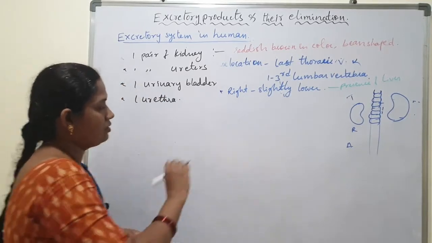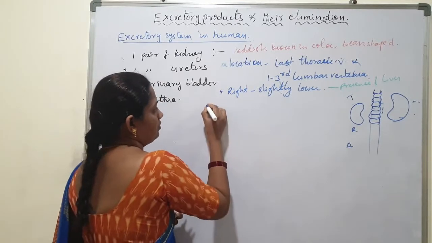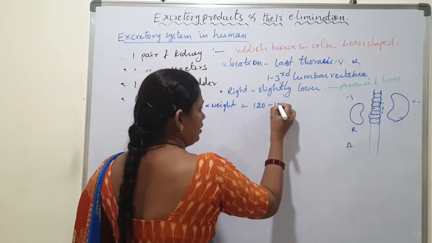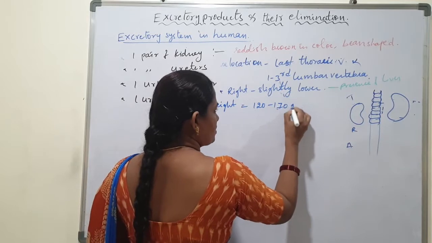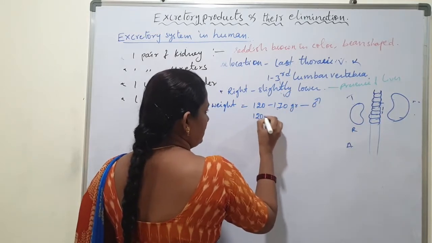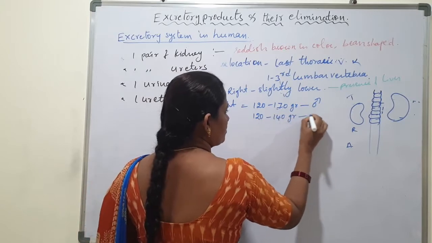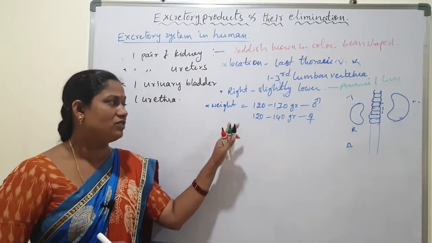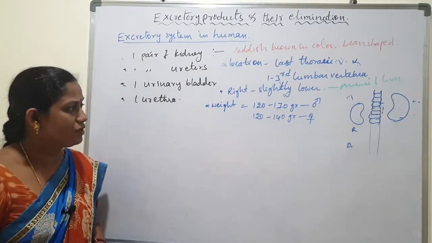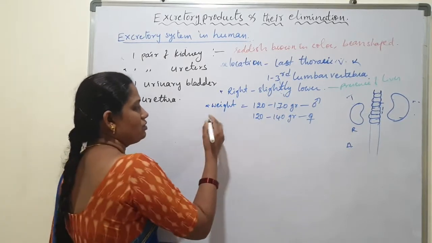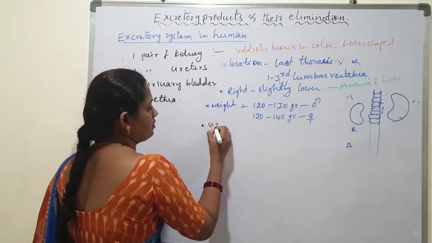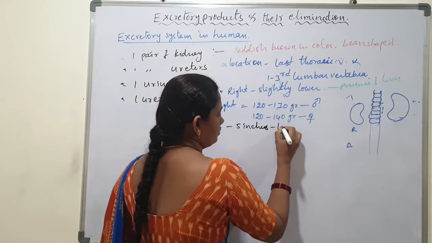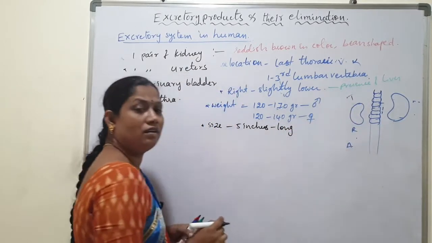Next, the weight. The weight is 120 to 170 grams in males and 120 to 140 grams in females, so it is slightly different in males and females. Next, the size. The size is 5 inches long.